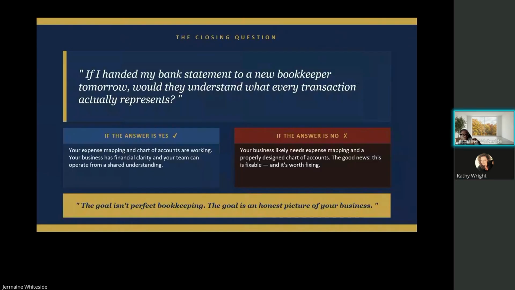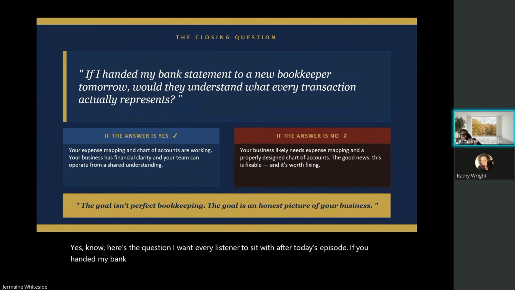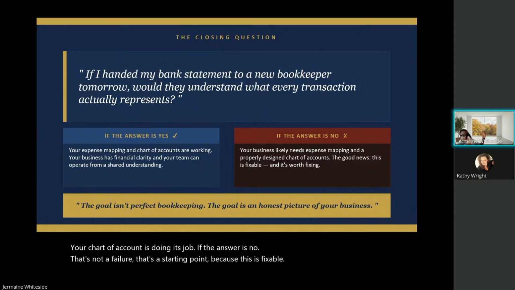Yes, here's the question I want every listener to sit with after today's episode. If you handed your bank statements to a new bookkeeper tomorrow, would they understand what every transaction actually represents? If the answer is yes, your expense mapping is working. Your chart of accounts is doing its job. If the answer is no, that's not a failure. That's a starting point, because this is fixable and it's absolutely worth fixing.